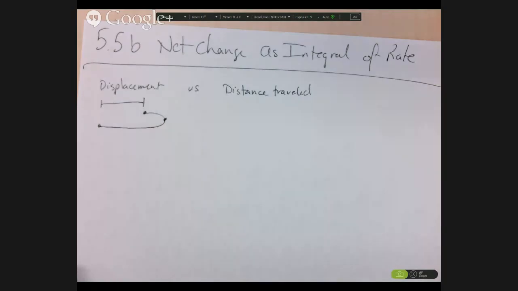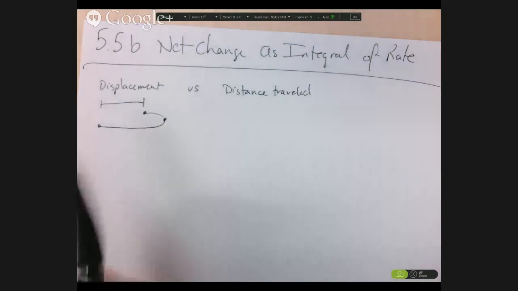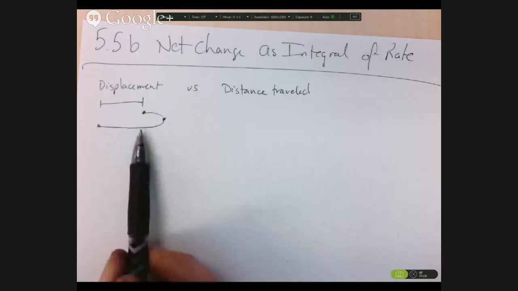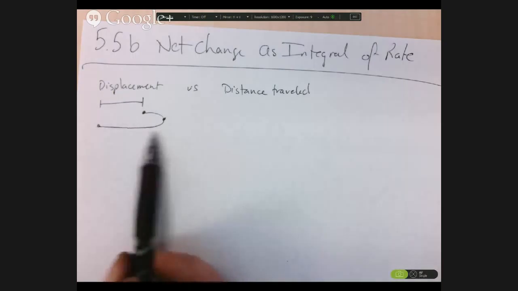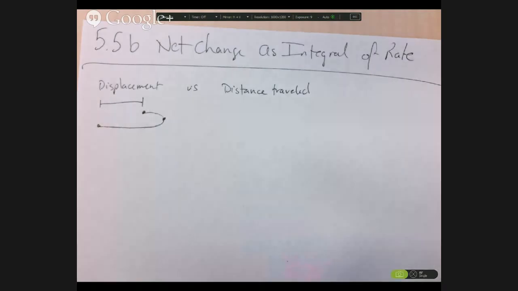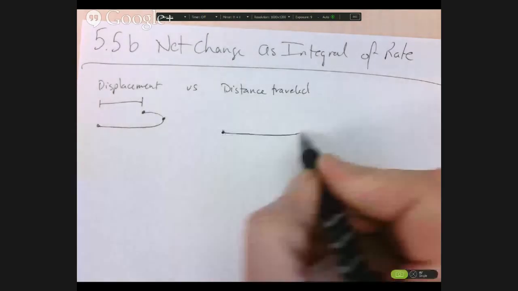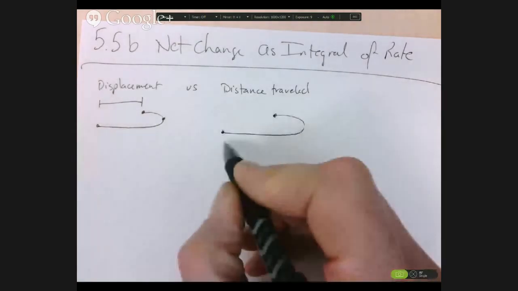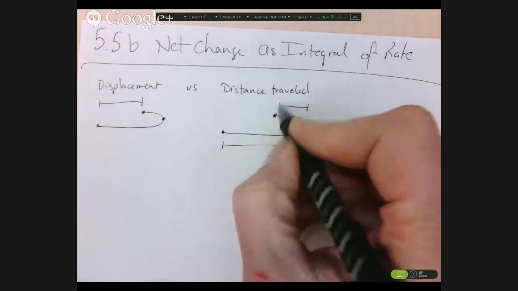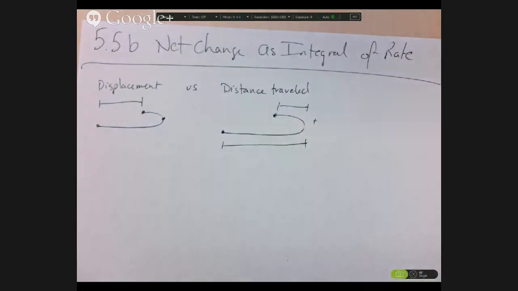Okay. So displacement, you're correct, is just your distance from your starting location. Even if you've gone far and turned back, it's just this distance. Distance traveled is going to be this plus this. Okay, that's distance traveled.